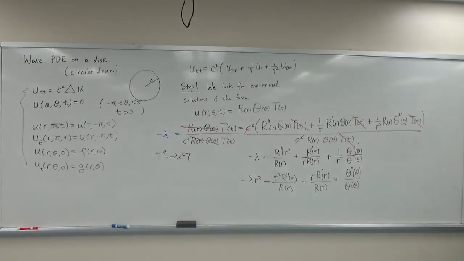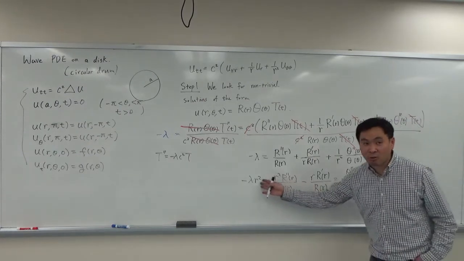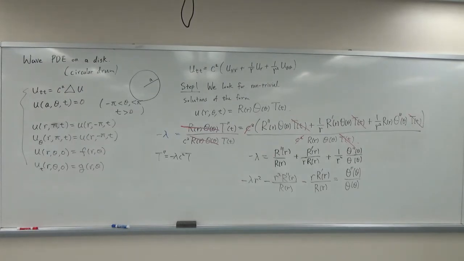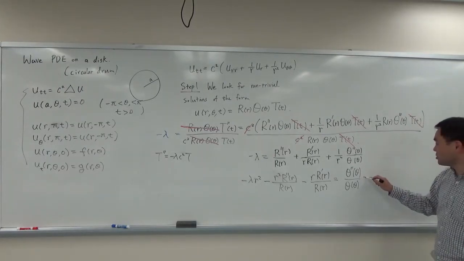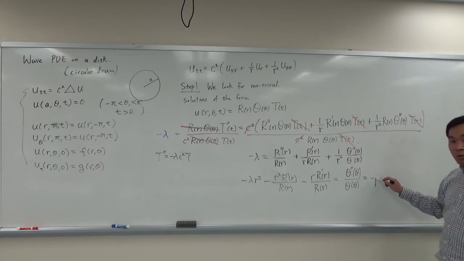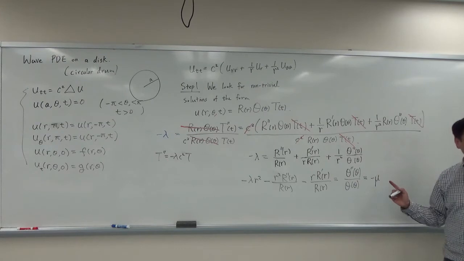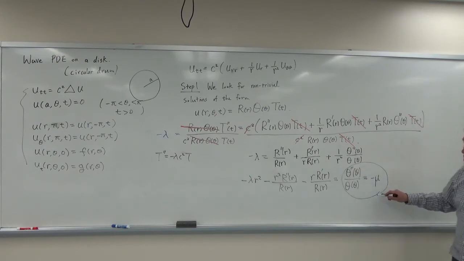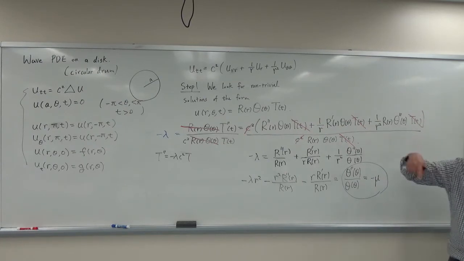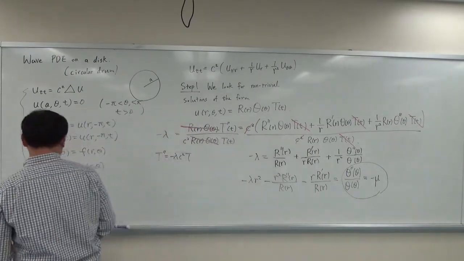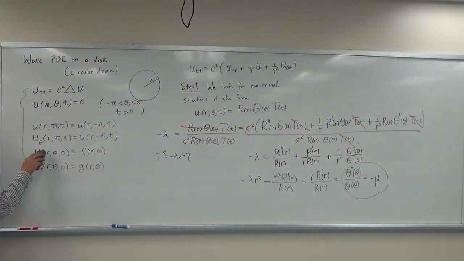Okay. And now we can make that argument. You only have a function of r on the left side, and you have a function of theta on the right side. And then we say this is equal to negative mu. Okay, so again, it has to be equal to a constant, right? Now, however, this one's the easiest one to solve. That's the circular direction, right? And it's subject to these conditions, the periodicity condition, right?